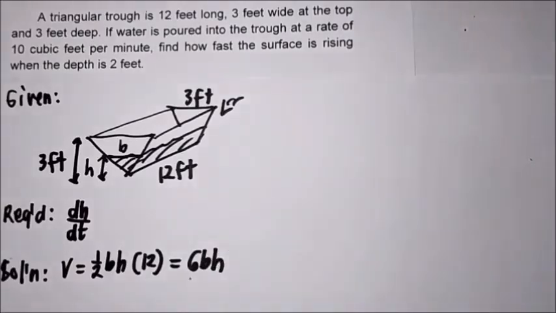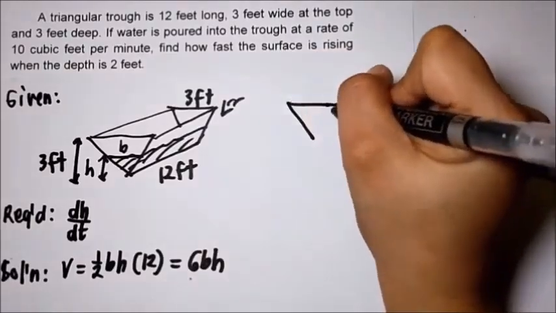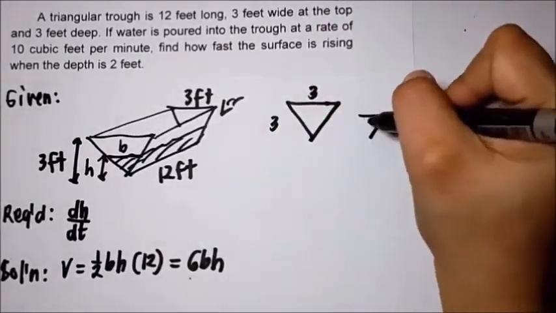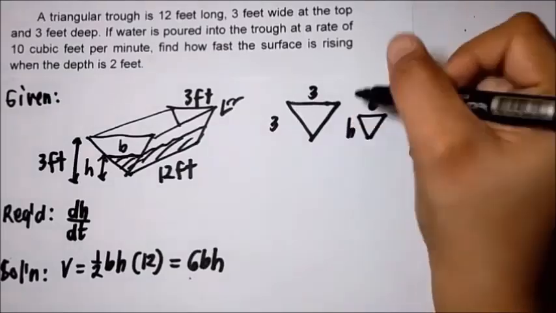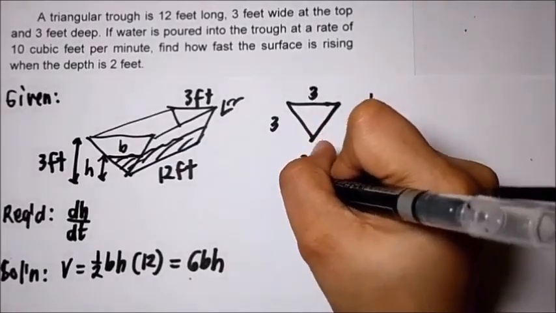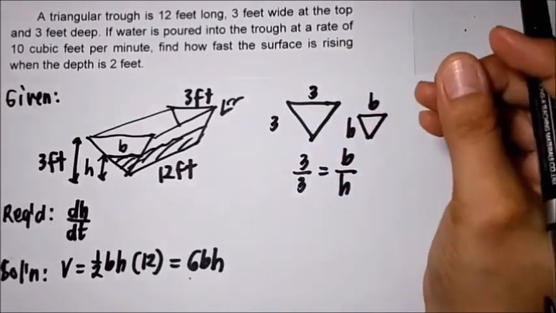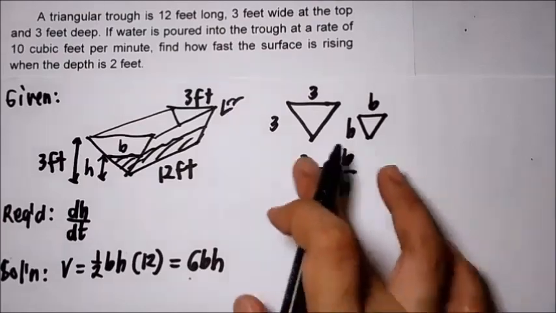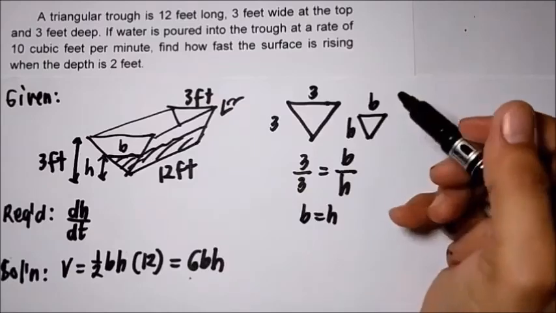By using similar figures from our given, the bigger triangle has base 3, and then height would be 3. The smaller triangle, from the given figure, has base and height. So by using ratio and proportion, 3 over 3 is equal to b over h. Now, if we want to get the value of base, we can get that from here. So 3 over 3 is 1, so base is equal to h.